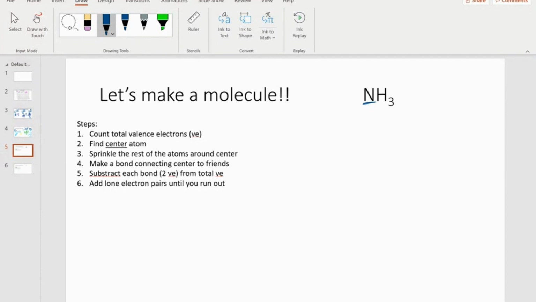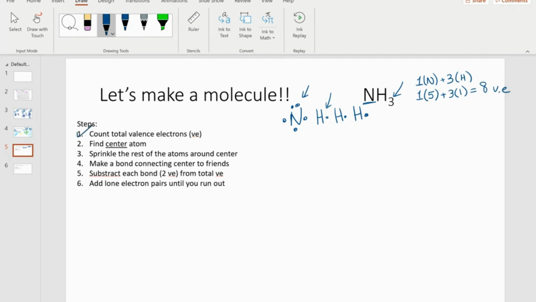So first step, count total number of valence electrons. So nitrogen, after you draw its Lewis dot structure, looks like this. And remember, there's a 3 right there, so that tells us that we have 3 hydrogen. 1, 2, 3. So we're going to count them up. So we have 1 nitrogen plus 3 hydrogen. So our 1 nitrogen has 5 valence electrons because we counted it from here. And each hydrogen has 1 valence electron. So that is a total of 8 valence electrons.